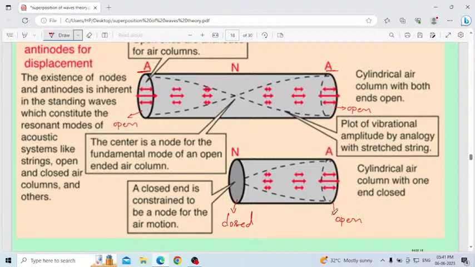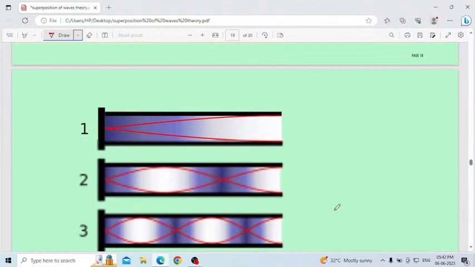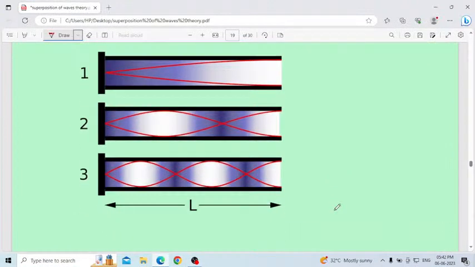Always when the ends are open you will get the antinode. When ends are closed you will get the node. Node means minimum amplitude, antinode means maximum amplitude. That much you have to remember. Yes, first harmonic, second harmonic I told, no. This is the first harmonic, the fundamental frequency you can consider. This is the second harmonic. You can observe the two waves getting generated. This is the third harmonic.